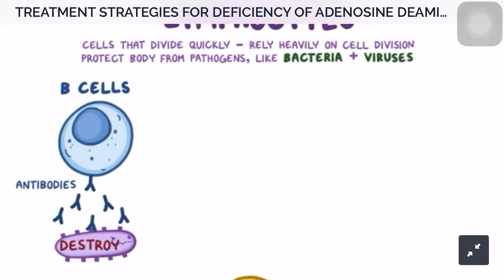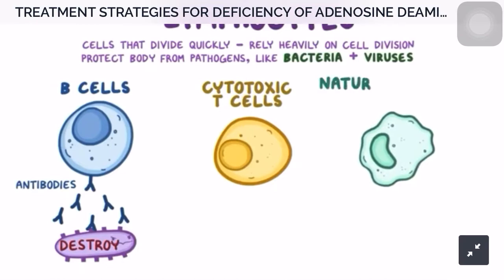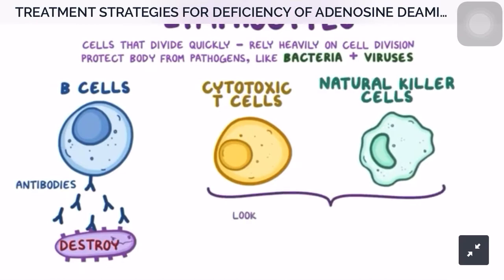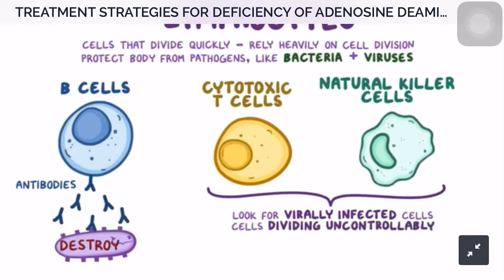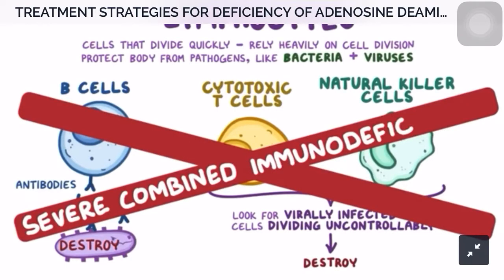Second, cytotoxic T lymphocytes, or cytotoxic T cells, as well as lymphocytes called natural killer cells, go cell to cell looking for virally infected cells, or cells that look like they've started dividing uncontrollably, like a cancer cell. If they find a cell like that, they destroy it. So, simultaneous breakdown of both these pathways makes the immunodeficiency combined and severe, hence the name, severe combined immunodeficiency.